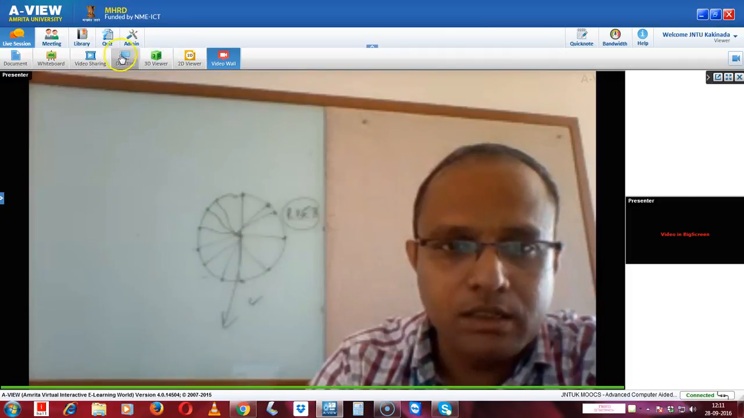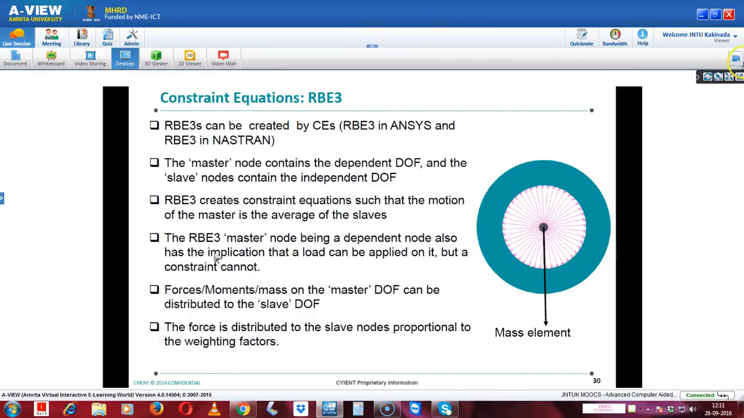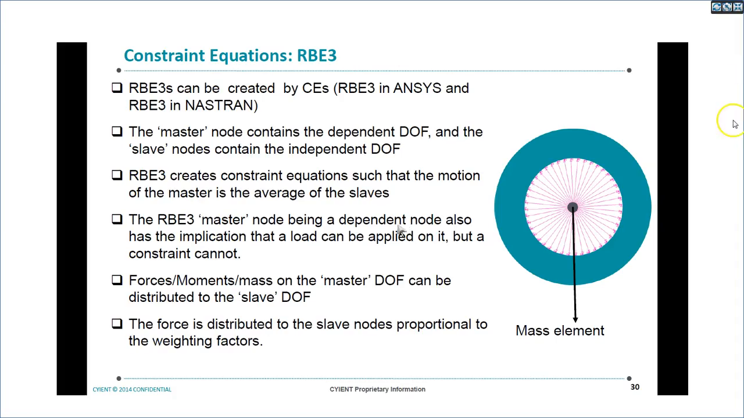RB3 creates constraint equations such that the motion of the master is the average of the slaves. The RB3 master node, being a dependent node, also has the implication that a load can be applied on it, but a constraint cannot. So force is distributed to the slave nodes proportional to the weightage factors.